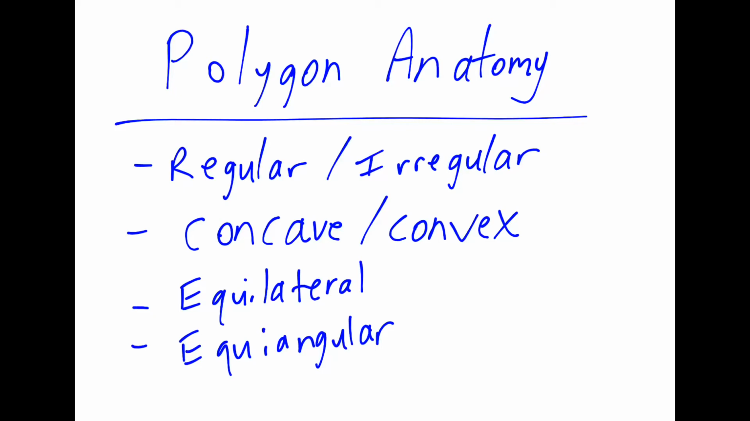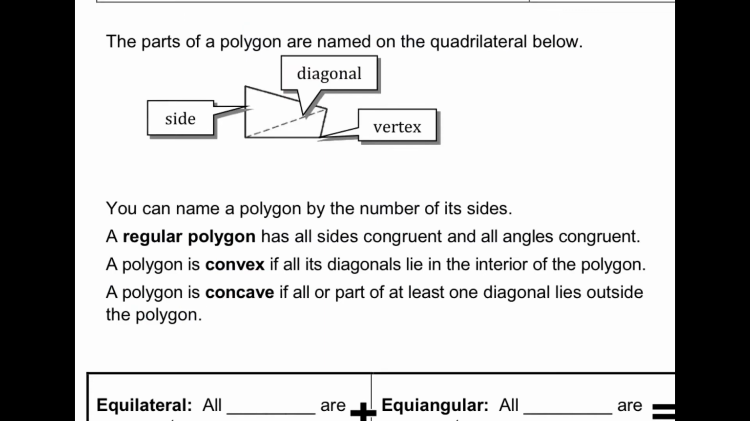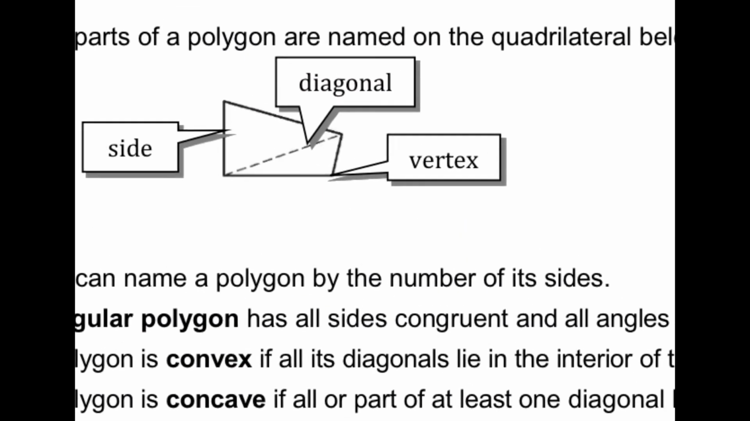In this video, we'll look at the definition of a polygon, what we call different parts, and how we can label the polygon as regular or irregular, concave or convex, if the polygon is equilateral or equiangular. So the parts of a polygon are named on the quadrilateral below.